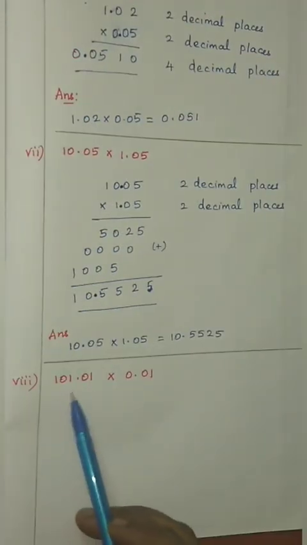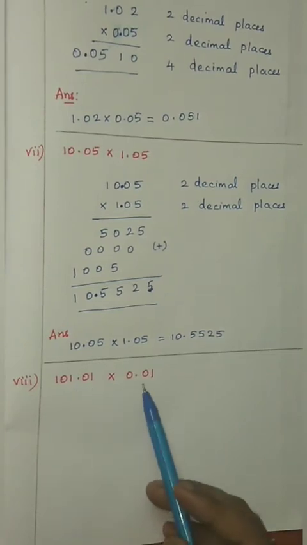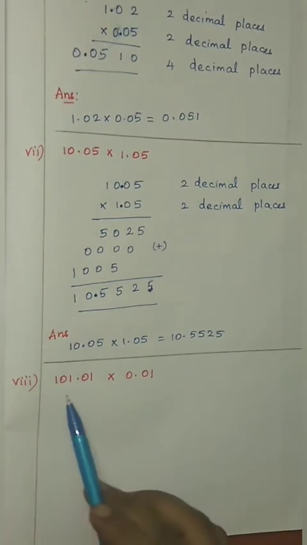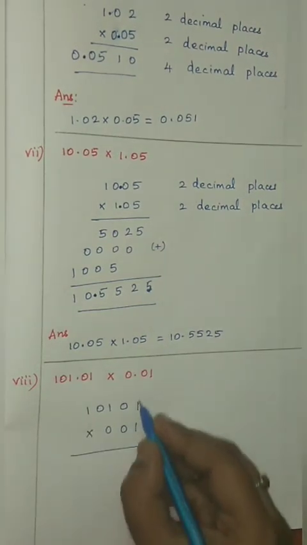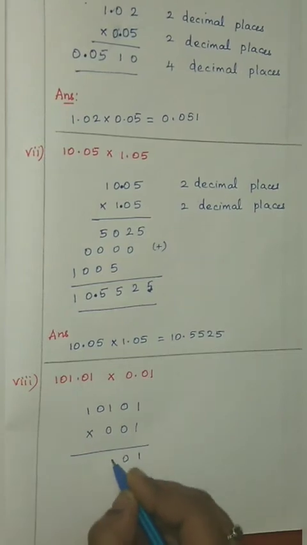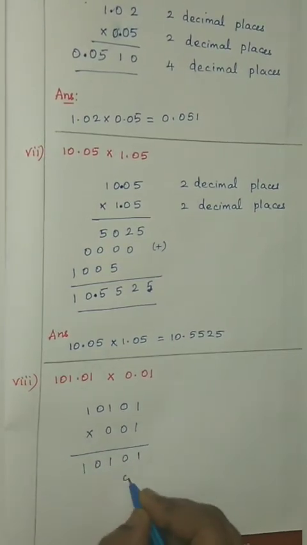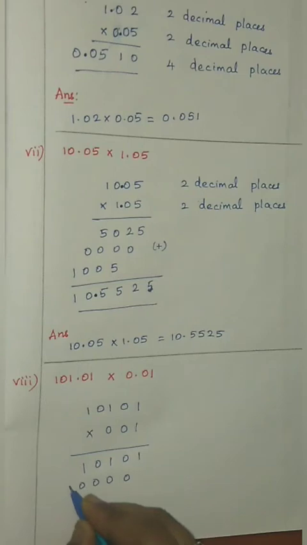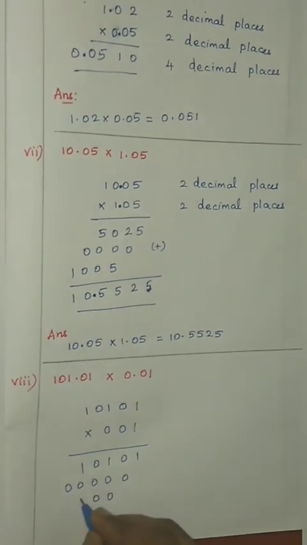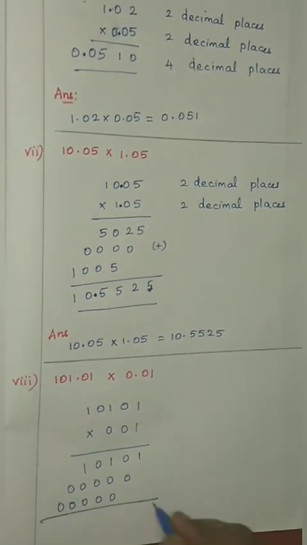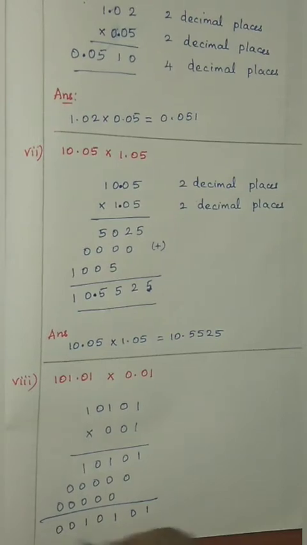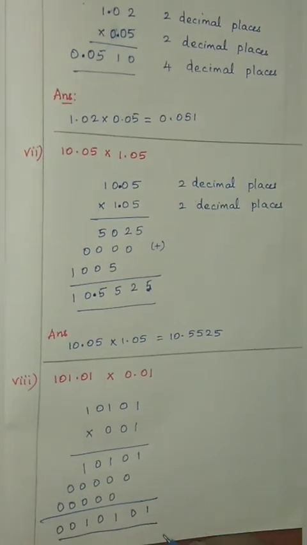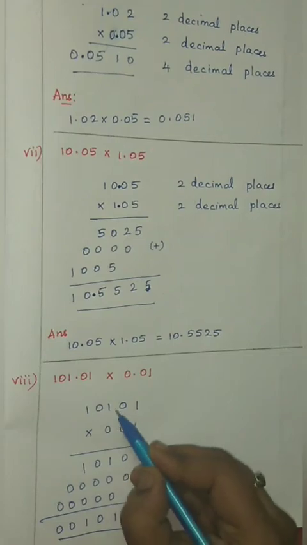Eighth subdivision, 101.01 into 0.01. First step, write both the numbers without the decimal point. So when you multiply by 1, we get the same number. And when you multiply by 0, we get only 0. Add 0, 1 plus 0 plus 0. Now keep the decimal point.